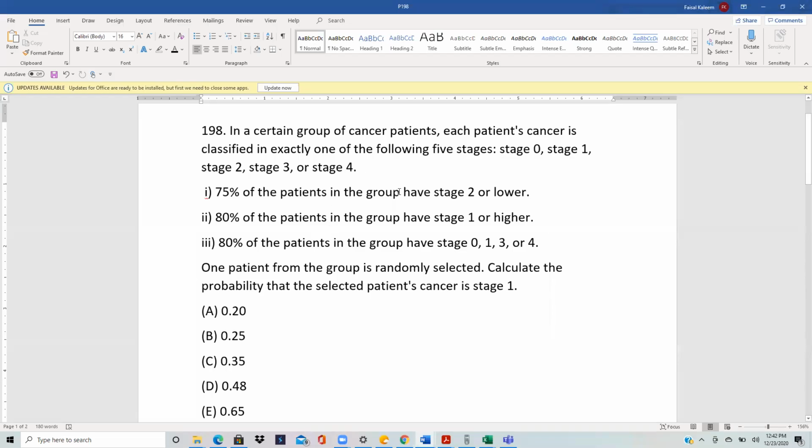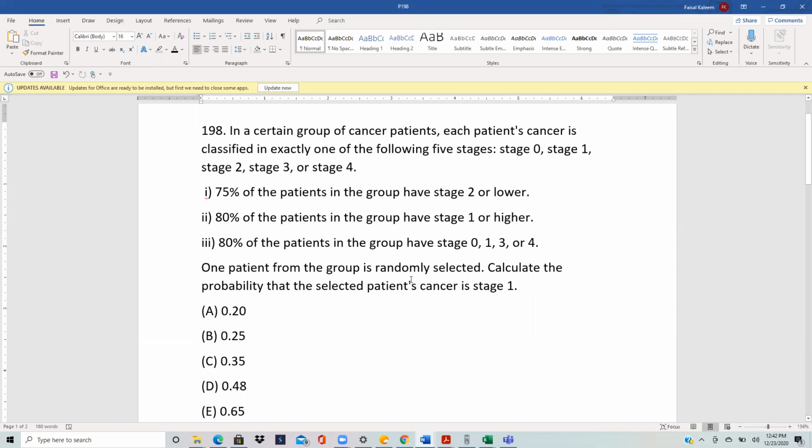In a certain group of cancer patients, each patient is classified in exactly one of the following stages: 0, 1, 2, 3, or 4. 75% have stage 2 or lower, 80% stage 1 or higher, 80% stage 0, 1, 3, or 4. One patient is selected. Find the probability that the selected patient's cancer is stage 1.